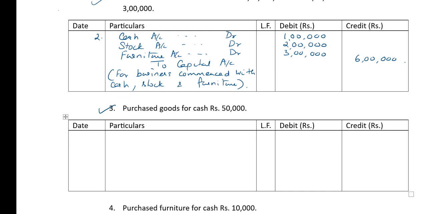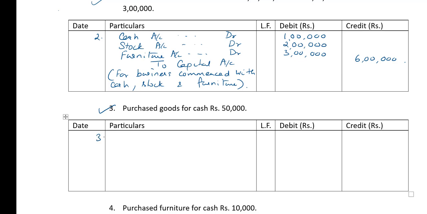Third transaction, purchased goods for cash rupees 50,000. This is a cash transaction because it's clearly stated in the transaction that the goods were purchased for cash. Moreover, it's purchase of goods, so we can use the term purchases. So the two accounts involved are purchases and cash account.